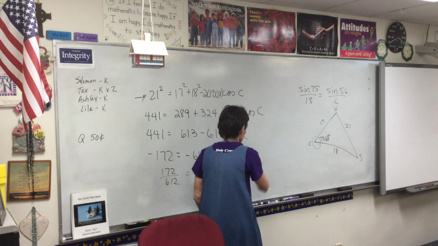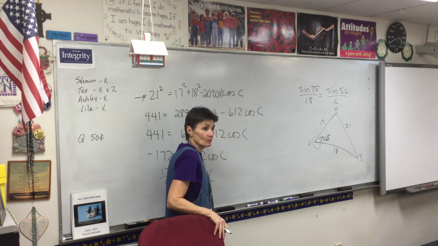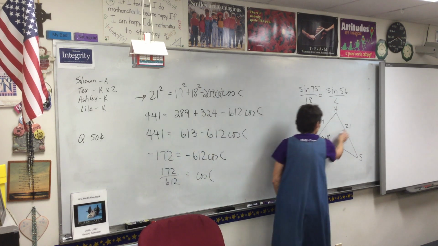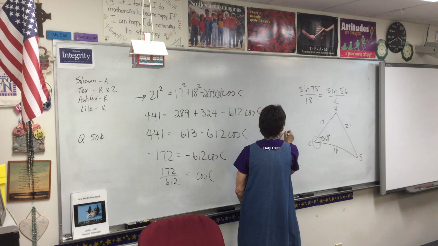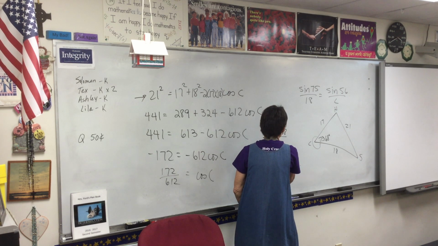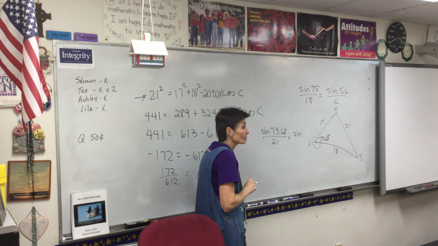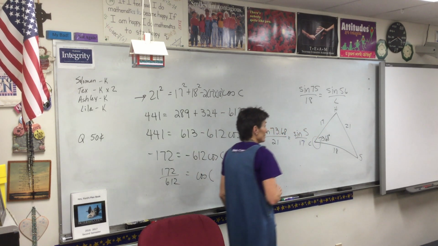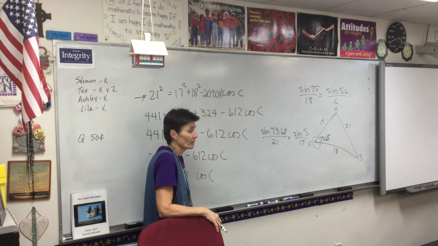I already did second cosine. I have my angle. It's 73.68. So now I can do the law of sines, because now I have that. So sine 73.68 over 21 equals sine, where do you want to go? S, so sine S over 17. Now, could you do sine H over 18? Sure. Just got to pick one and go.